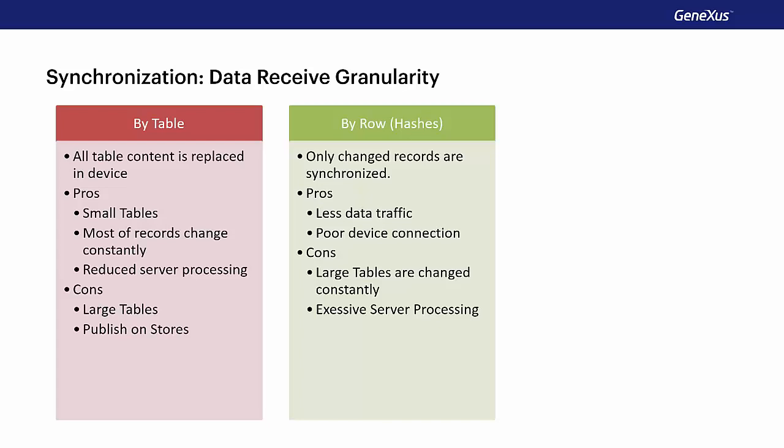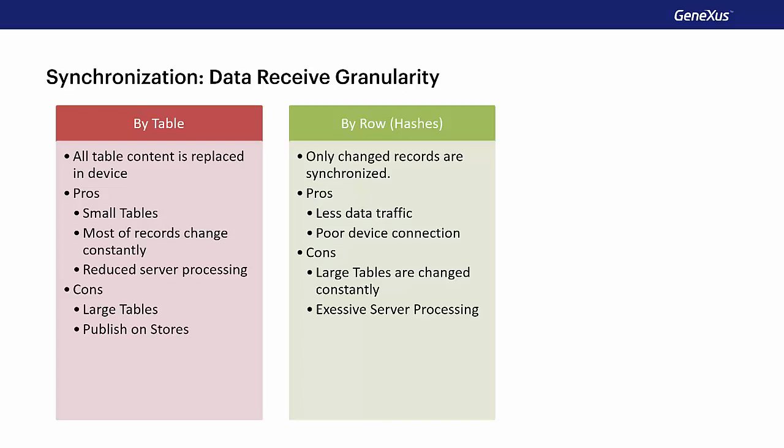If they're different, the server will generate a hash for each record of that query, and will compare them with the previous ones. In this way, it can determine exactly what was added, modified, or deleted. This is the default option when an offline application is created. This method is also useful when connectivity is not very good, because there's less traffic.